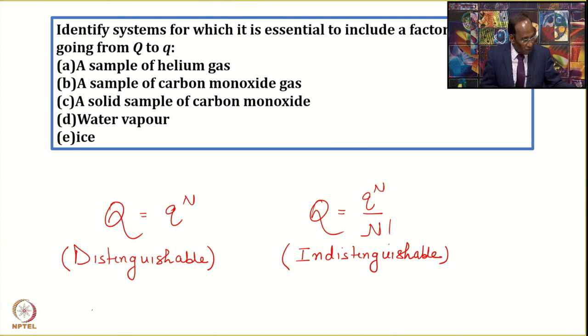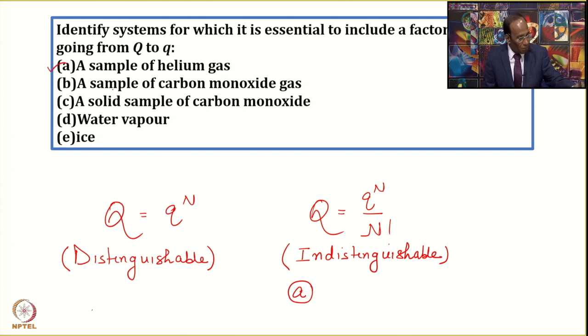Now, let us go one by one and see in which case which formula to use. A, a sample of helium gas. You consider a gas enclosed in a cylinder. There are helium atoms. We cannot distinguish one atom from another. Therefore, which formula to use? The formula which is applicable for indistinguishable molecules or atoms. So a sample of helium gas will fall under this category, indistinguishable. So you require a factor of 1 by N factorial.